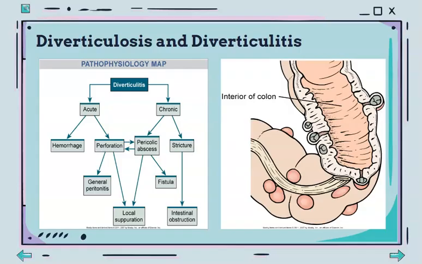So some pathophysiology, we end up with either acute or chronic, but essentially it is the inflammation of these sac-like herniations. If it's acute, then we may or may not be looking at hemorrhage and perforation, generalized peritonitis, again, the inflammation of the peritoneum. If it's chronic, we could end up with strictures, an abscess. The abscess could lead to perforation. We could end up with some fistulas. If we're looking at a stricture, there can also be some intestinal obstruction as well.